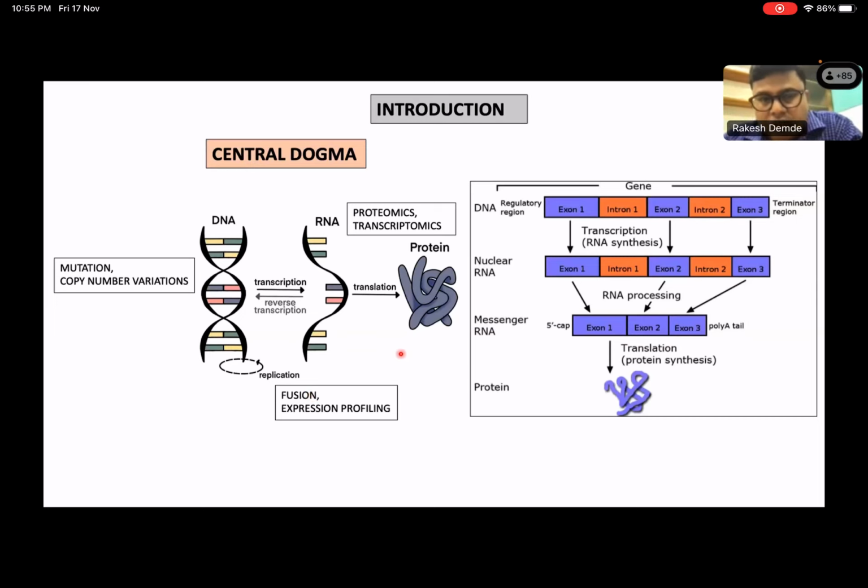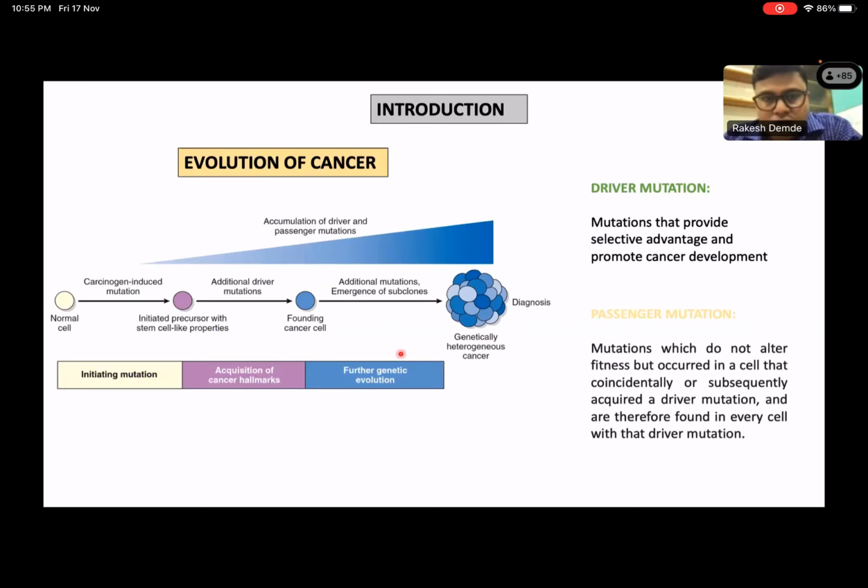With this basic knowledge of transcription and translation, we move forward to how cancer evolves. In cancer evolution, we have two major types of mutations: driver mutations and passenger mutations. As the name suggests, driver mutations provide a selective advantage and promote cancer development. They provide an advantage to the cancer cell to proliferate, invade, and metastasize to other parts of the body. Passenger mutations are mutations which occurred in a cell coincidentally or were acquired subsequently to a driver mutation. Passenger mutations don't provide any selective advantage.